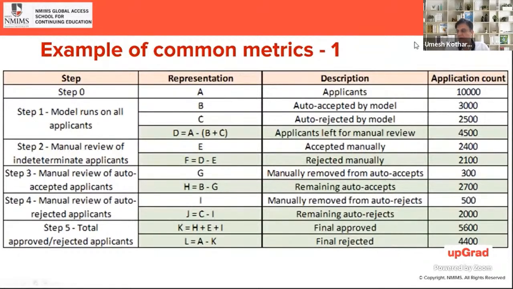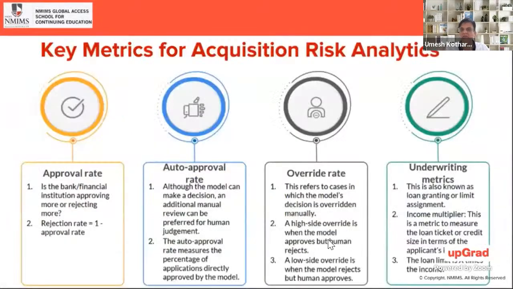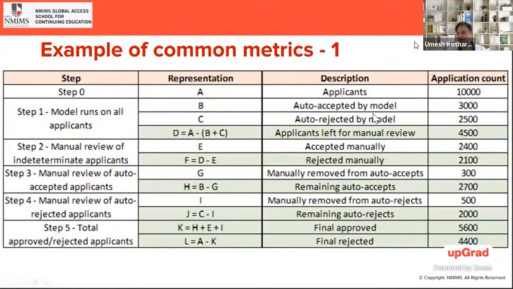That's great. Now, what is my override rate? Or before override, let's talk about what is my high side override. Now, what is high side override? It is when the model approves, but humans reject. And a low side override is when the model rejects and the humans approve. So not Brudge's group, but the other 2 groups, can you tell me, any one of you, what is my high side override and low side override rate?